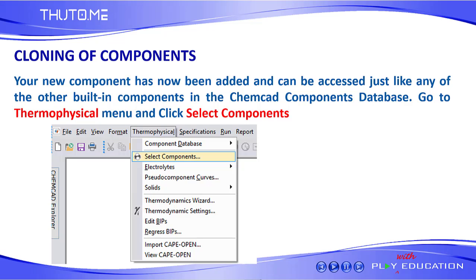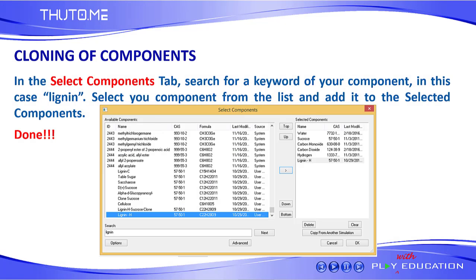Go to the thermophysical menu and click select components. In the select components tab, search for your new component using a keyword. In this case, the keyword you can use is lignin, and your component will come up. As you can see, the synonym that I added came in as well. And earlier on I had added lignin C. It will also show up here. You can select the component that you have added, which is lignin H, and then add it to your list of components, and then voila, you are done.